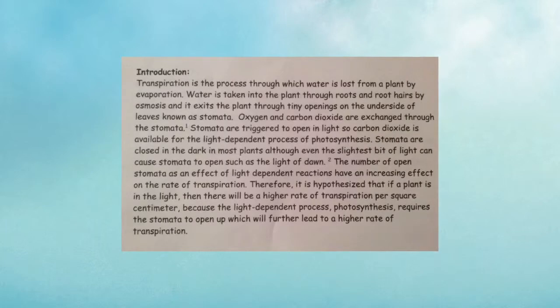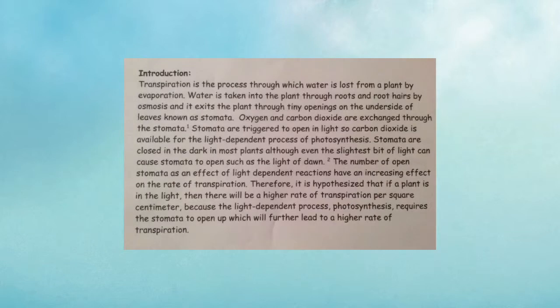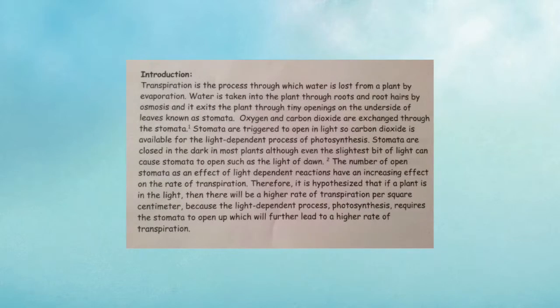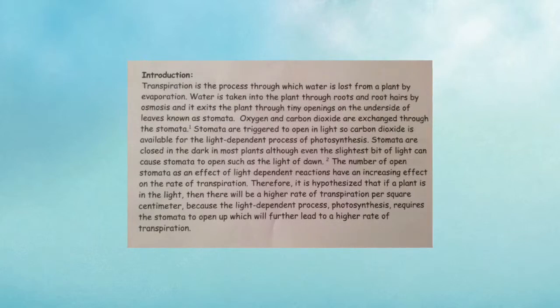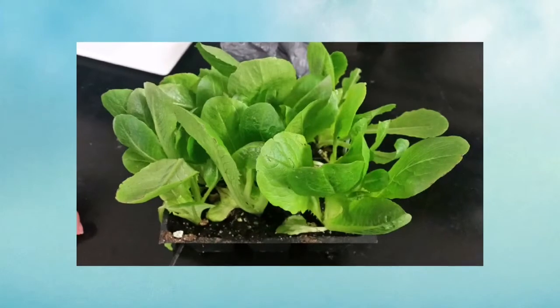Therefore, it is hypothesized that if a plant is in the light, then there will be a higher rate of transpiration per square centimeter, because the light-dependent process, photosynthesis, requires a stomata to open up, which will further lead to a higher rate of transpiration.